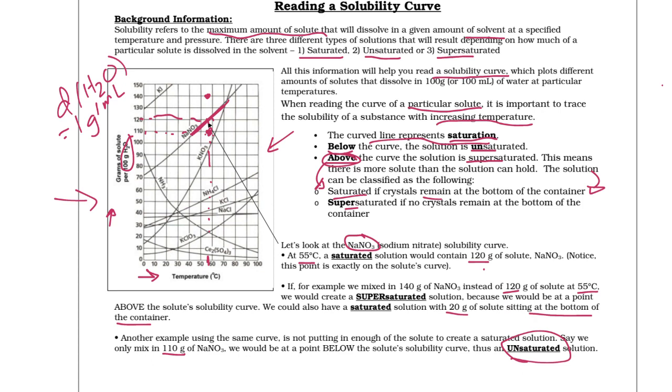So that is the essence of solubility curves. Knowing that the lines on the curve represent a saturated solution, anything below is unsaturated, and anything above will have excess solute sitting in the container unless you heat it to create a supersaturated solution.